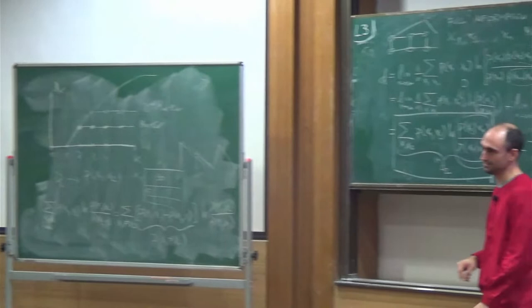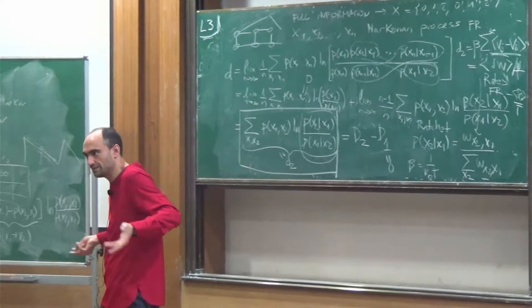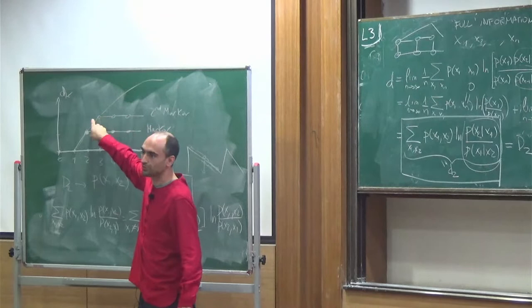For a non-Markovian process, you do this. It's not the entropy production. It's the irreversibility. This is interesting to measure, but it's not enough. For entropy production, you will need to go further. Okay?